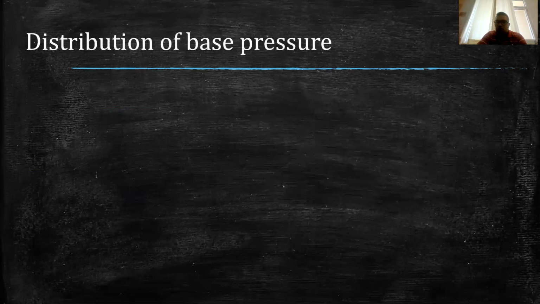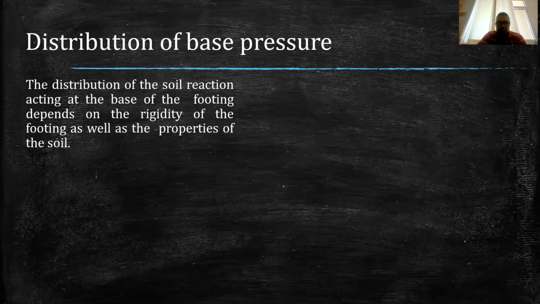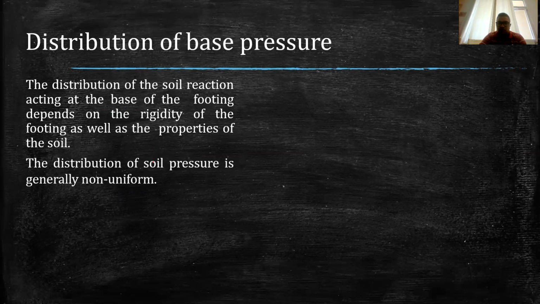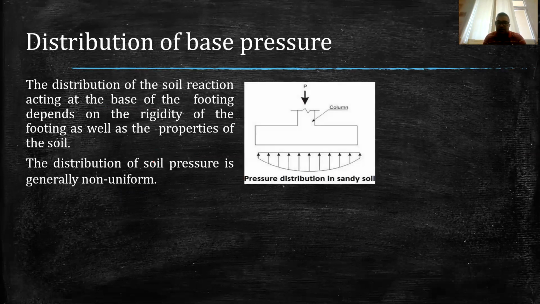Now, if we talk about the distribution of base pressure, basically any foundation rests on the soil, and the soil offers reaction against the vertical or external load which is on the foundation. So this variation of the reaction is different for different types of soil. For example, if the footing is resting on sandy soil, in that case you can see the pressure intensity is higher just below the load, and it is lower at the edges.